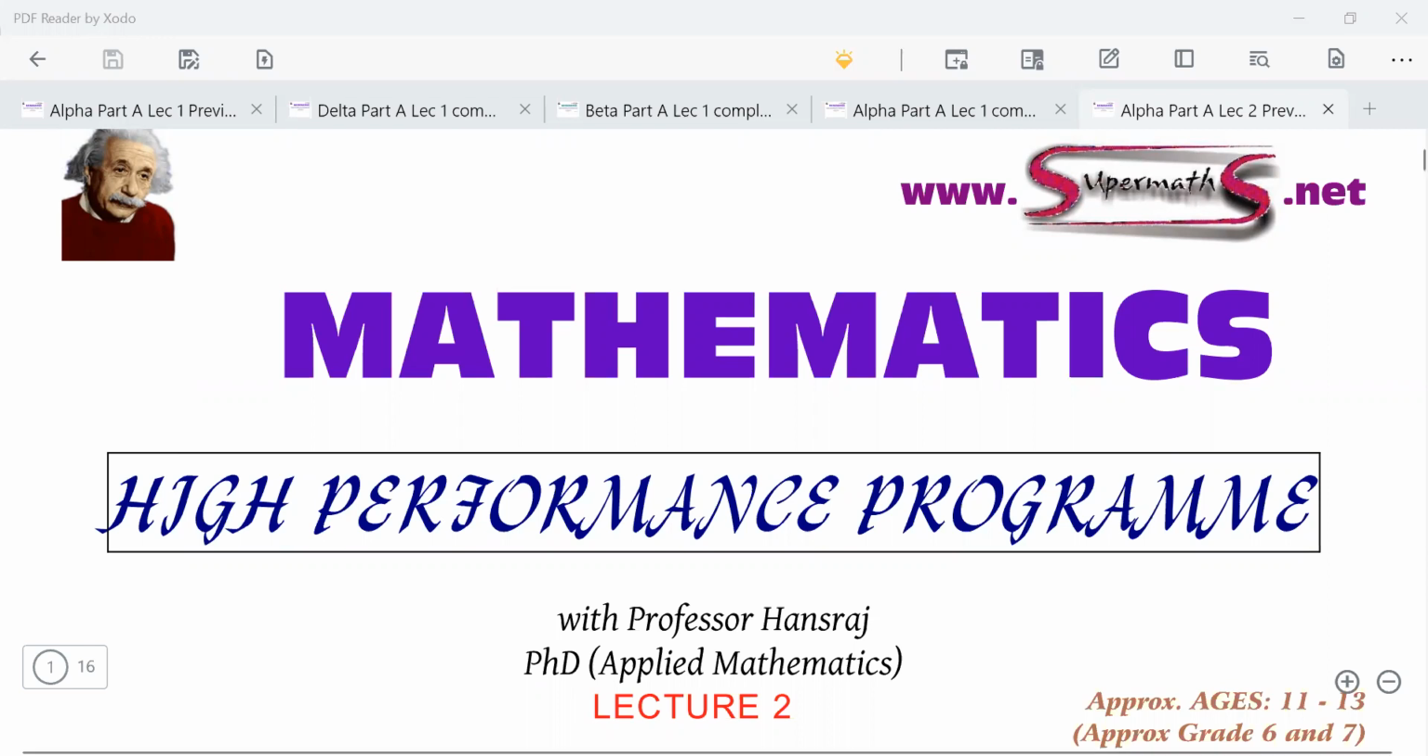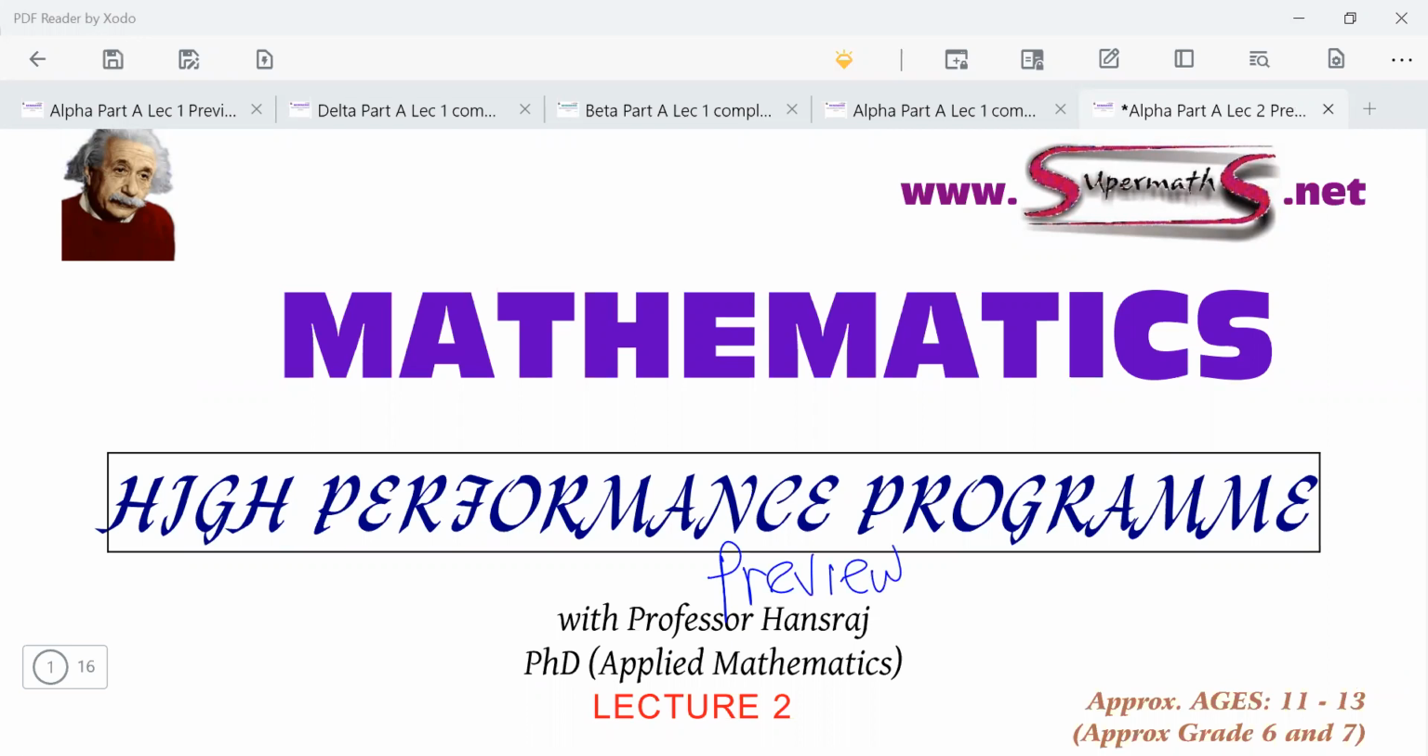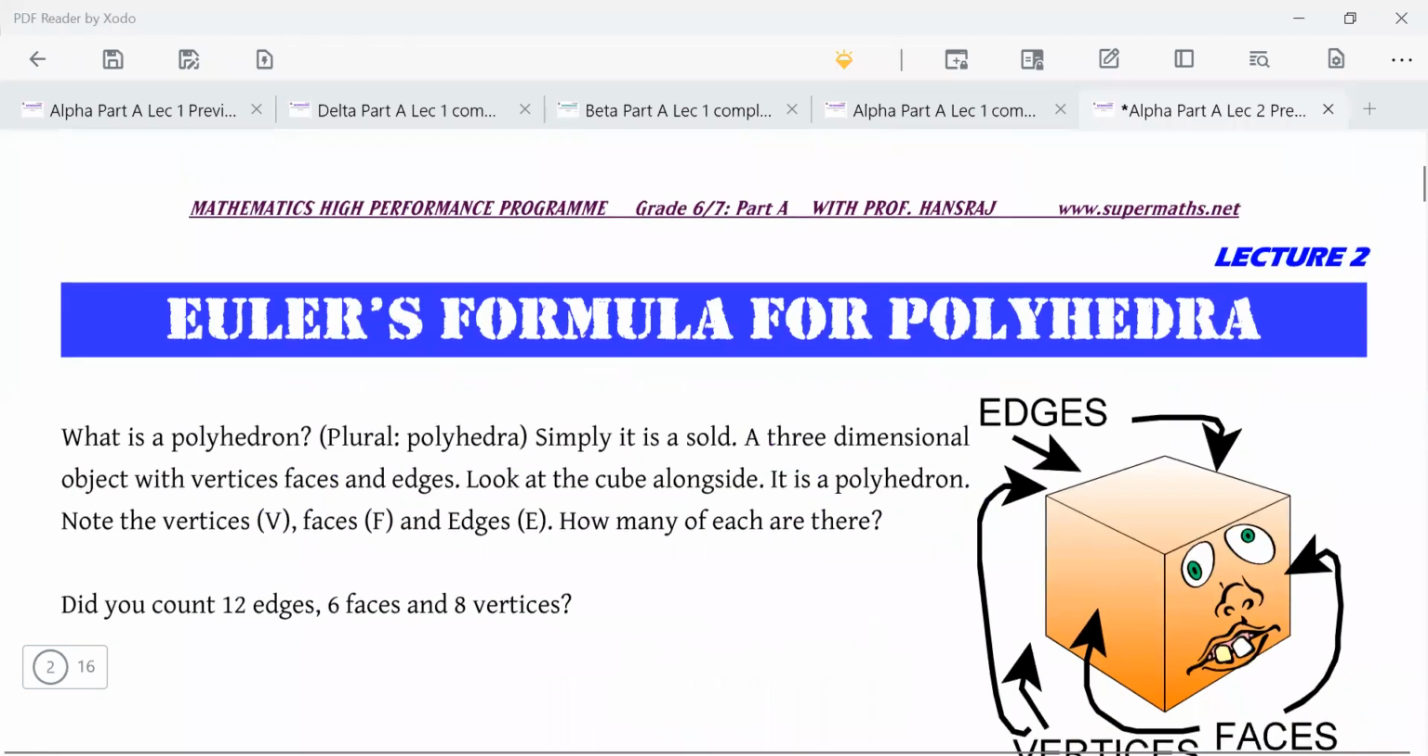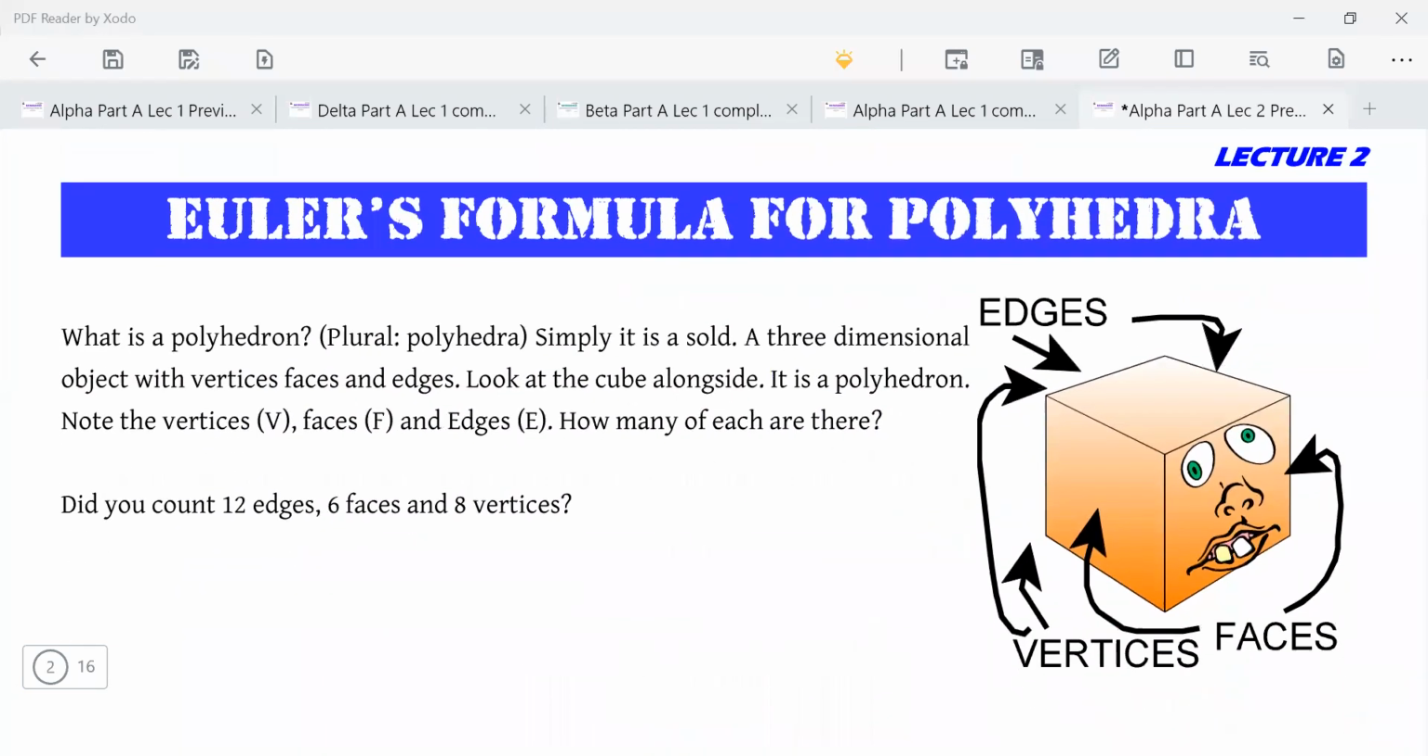And this is going to be a preview of what is to follow in lecture number 2. I trust you found lecture number 1 to be quite interesting and stimulating, where we discussed the George Polya methods that we could be using to solve problems. In lecture number 2, we're going to apply these ideas in actual problems. And one of the problems we're going to expose you to is Euler's formula for polyhedra.